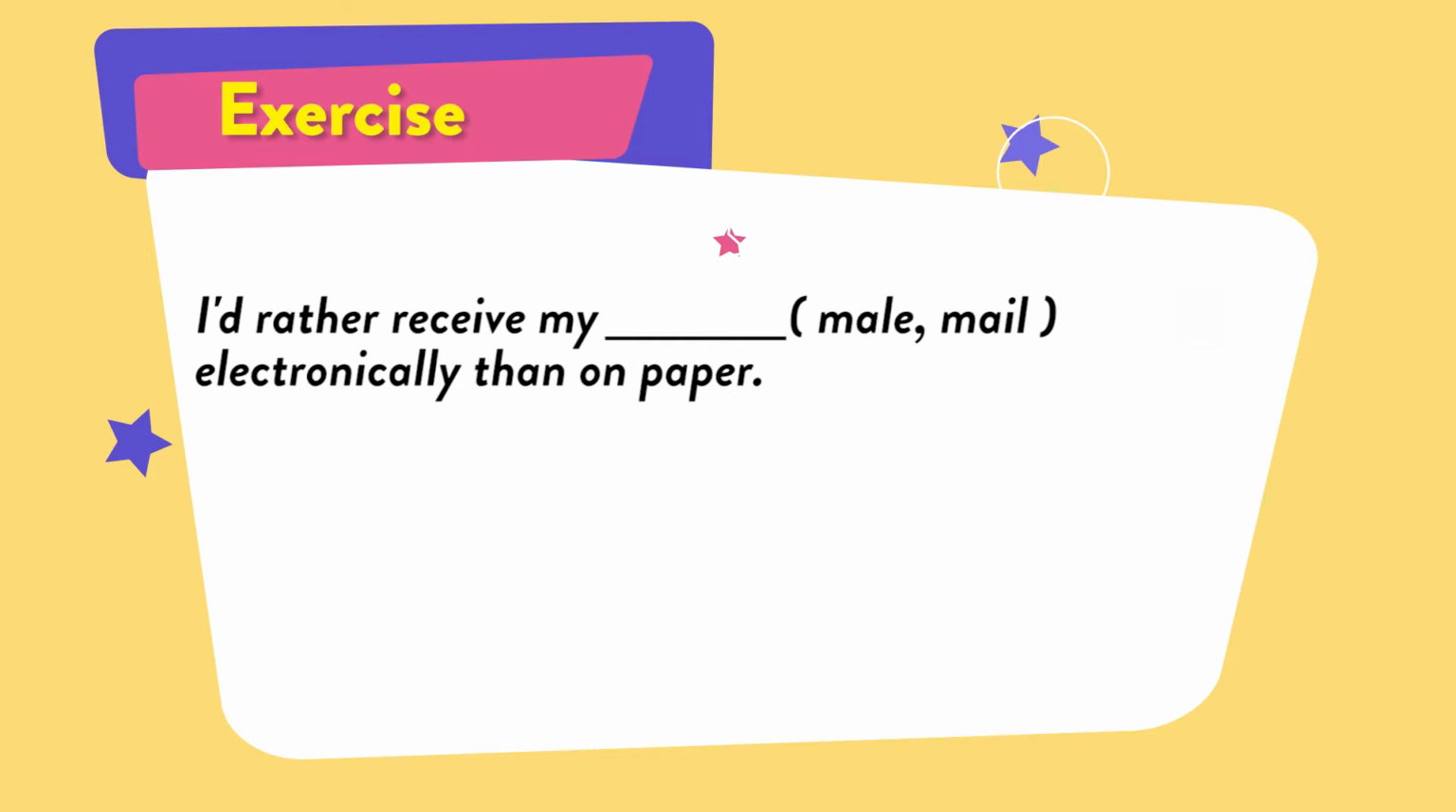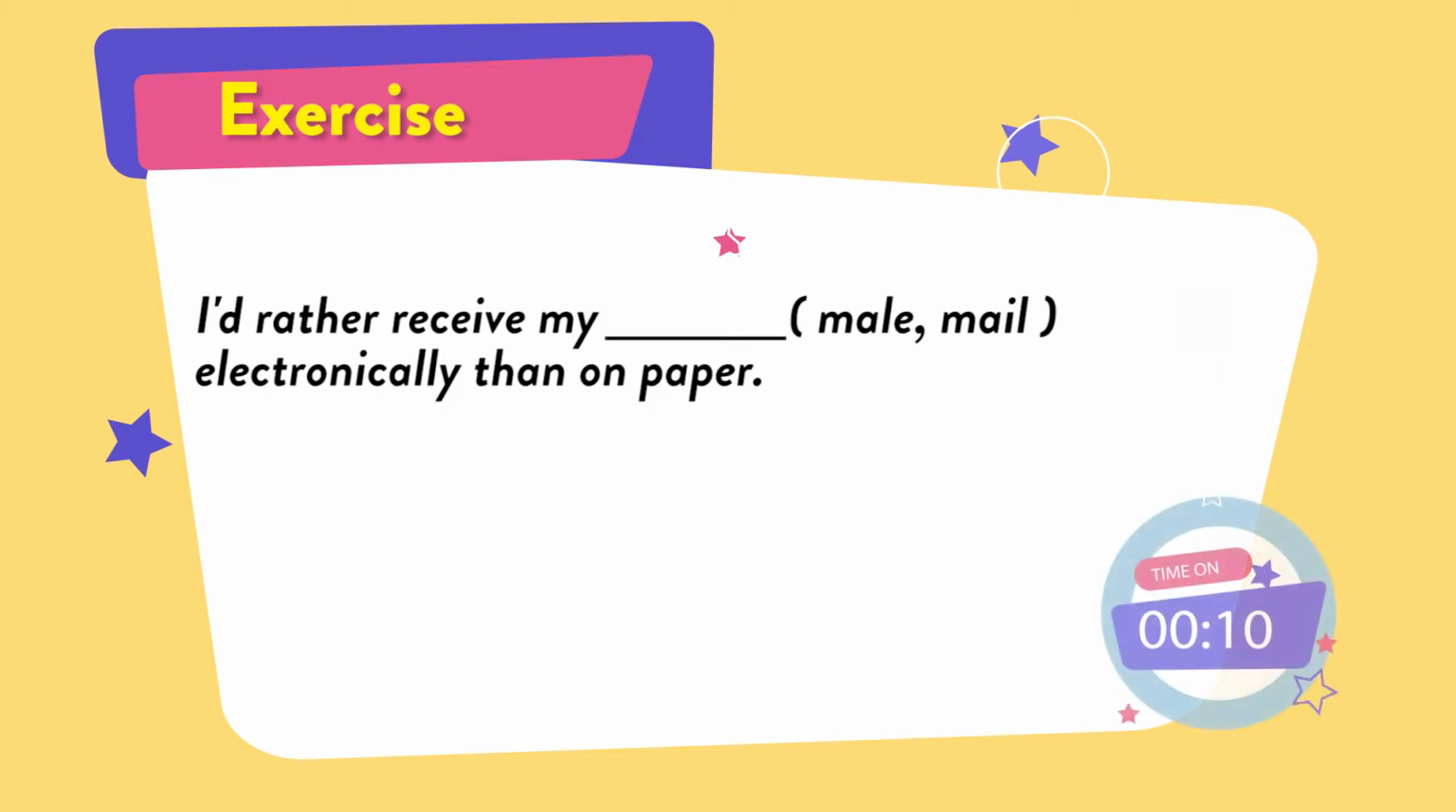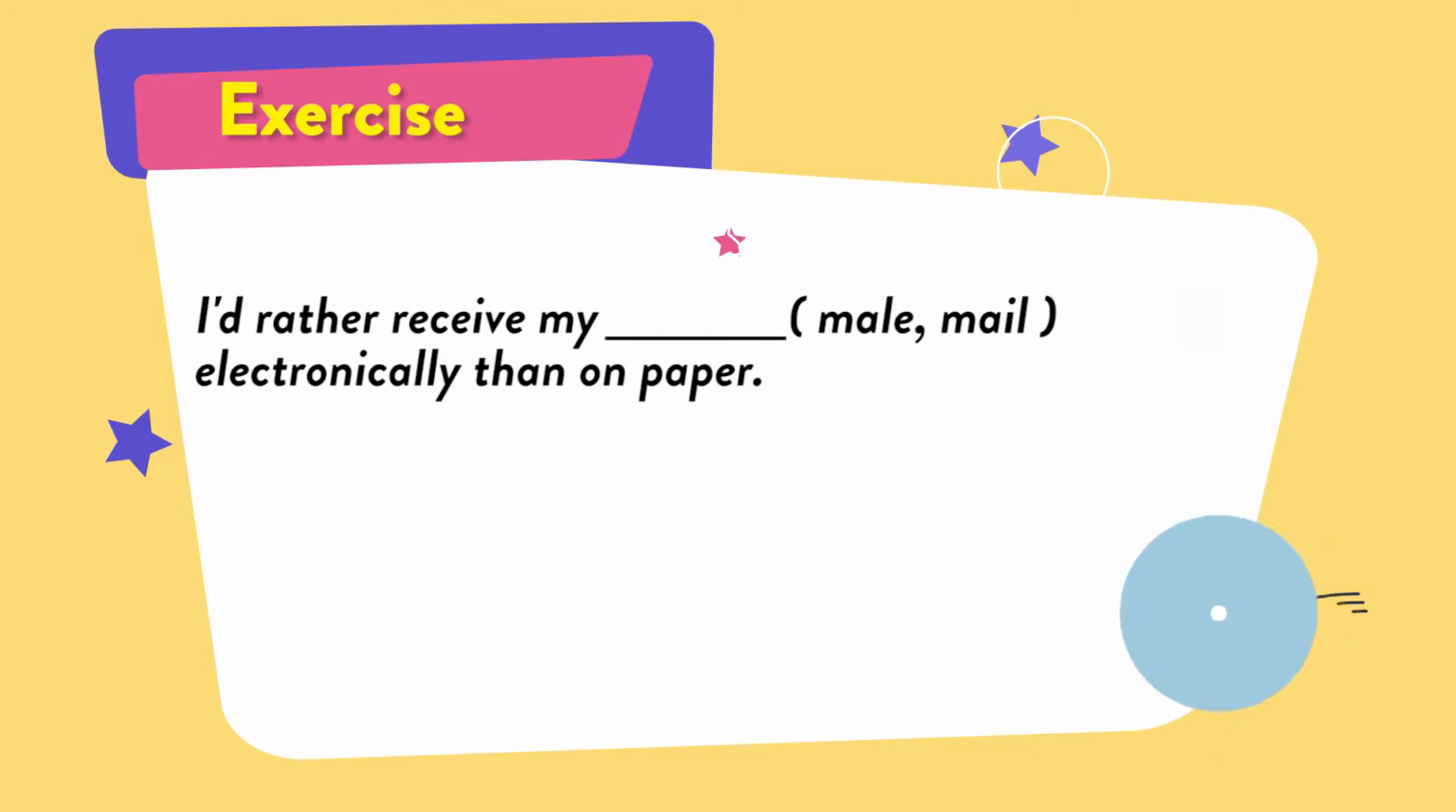Let's go on to another. I'd rather receive my something electronically than on paper. Our homophones are M-A-L-E and M-A-I-L, mail. Who wants to receive a man in their letterbox? So it's obvious that we cannot choose M-A-L-E as our answer, since M-A-I-L refers to letters.